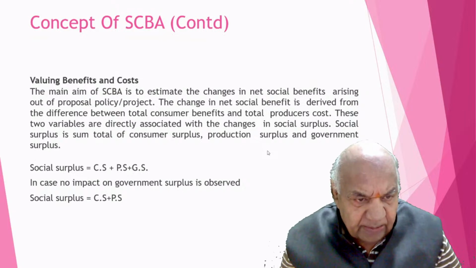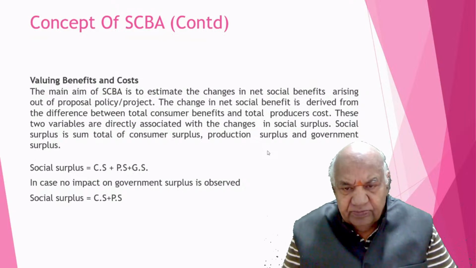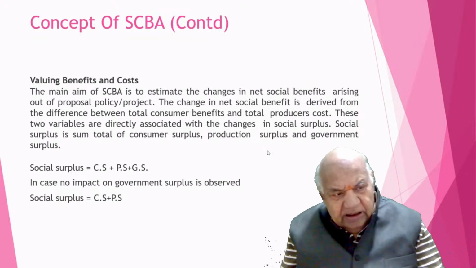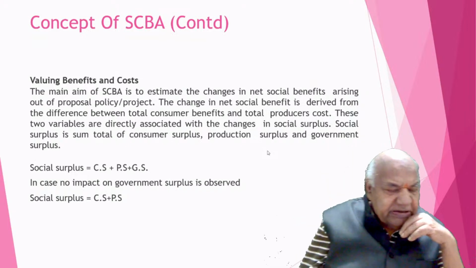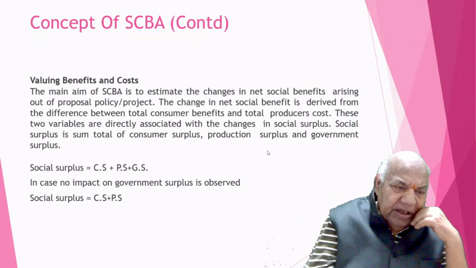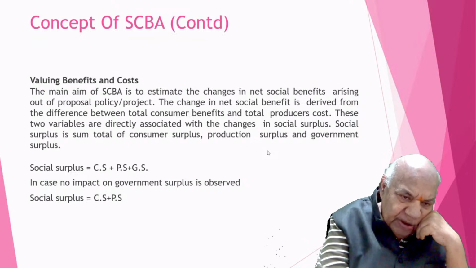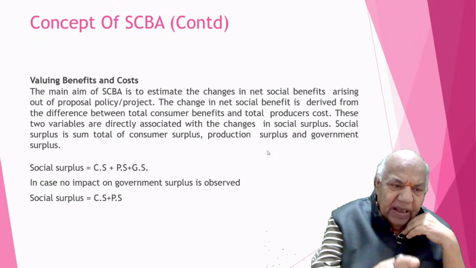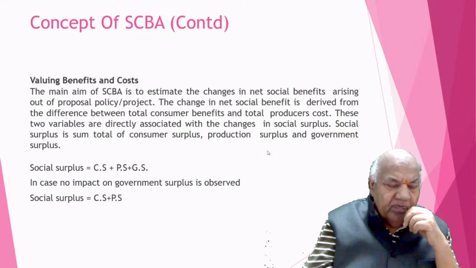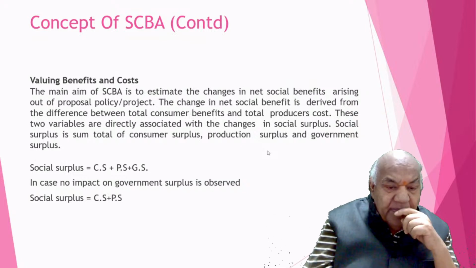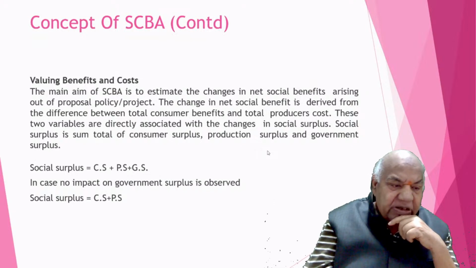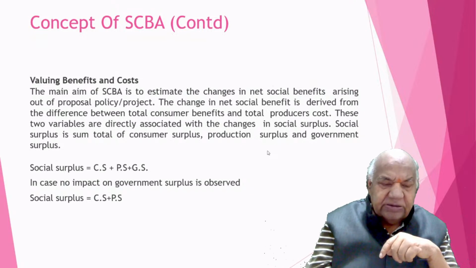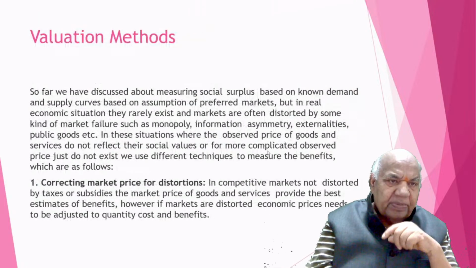Social surplus is the sum total of consumer surplus, production surplus, and government surplus. In the form of a formula, we may say social surplus equals consumer surplus plus production surplus plus government surplus. In case no impact on government surplus is observed, then social surplus equals consumer surplus plus production surplus.